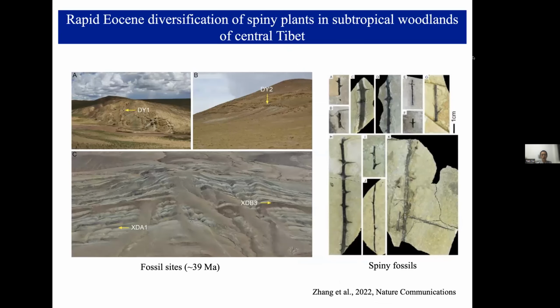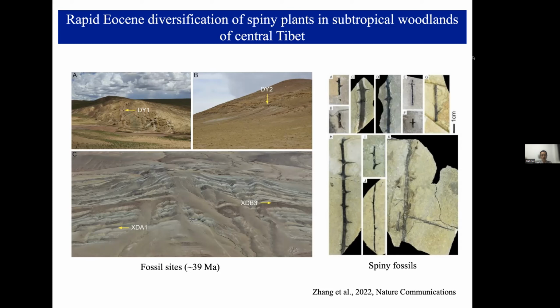Another interesting discovery is these spiny plants. During our field work, we found a lot of spiny plant fossils. We considered why there were so many spiny plants at this site. We did some study for that.